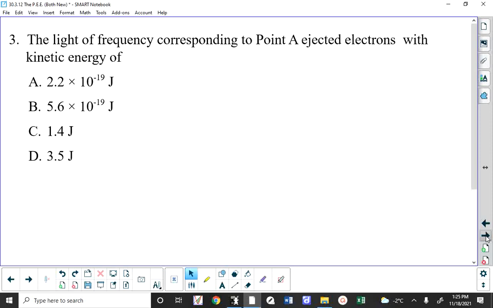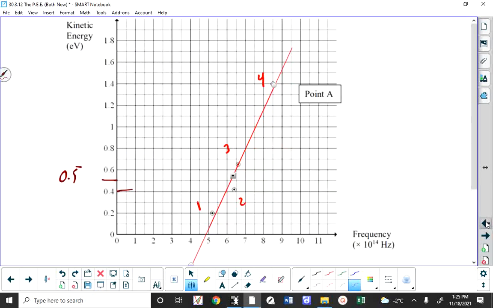If you take a look at the data point for point A, how much kinetic energy are the electrons ejected with for data point A? Now, the thing I want to draw your attention to is these two numbers are out of this world. They're crazy. You're not going to have an electron with 1 joule of energy. Electrons have electron volt energies, which is 10 to the negative 19 joules, 10 to the negative 18 joules. And all we have to do for this question, everybody, is look at the fact that it's 1.4 eV.